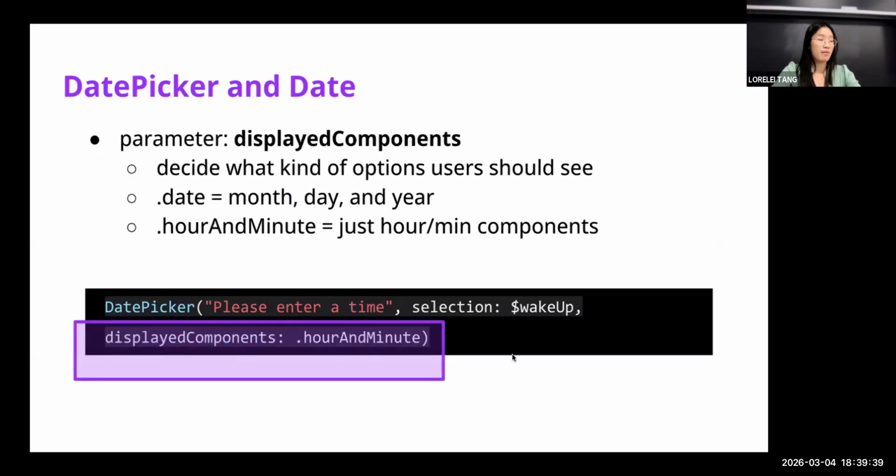And then we also have another parameter called displayed components. As I was mentioning about having all of that data up front with month, day, year, and then hour, minutes, you can actually decide what options your users should see. So by using .date, you can specify only the displayed components being month, day, and year. And by using .hourAndMinute, you can specify just the hour and minute components. And that's the syntax for that right there in the highlighted box.